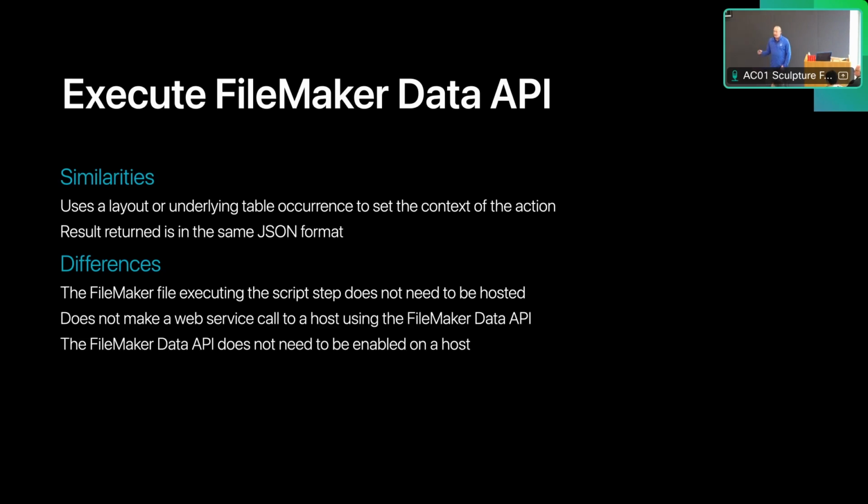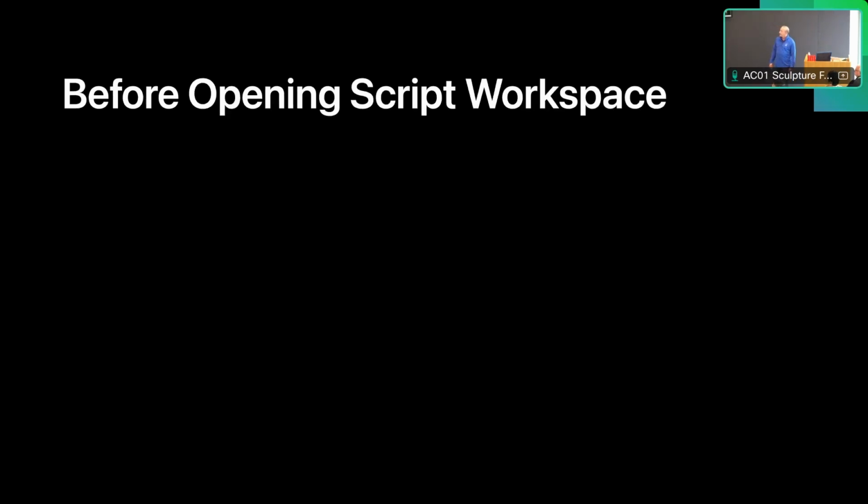The FileMaker Data API does not need to be enabled on the host. So even though we're talking about a script step that will run locally, you can still use it in a hosted file. But if you want to take advantage of the script step without enabling the Data API on your server, you don't have to enable it in order to use the script step in your files. And then lastly, the request is a simple JSON object. You don't have to worry about your endpoint URL, your method, or your headers. So we'll dive into that.